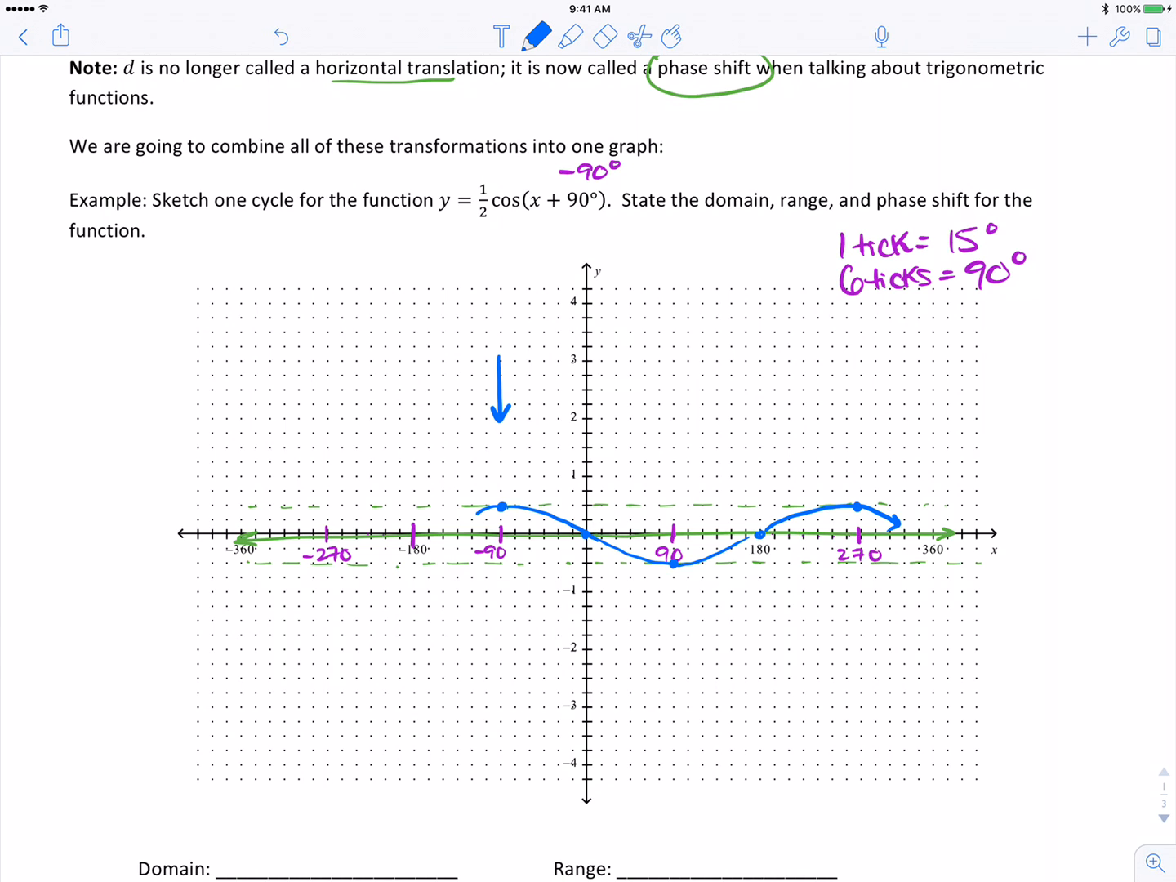I will go through and I'll plot the other points, maximum, middle, minimum, and back to the middle at 360, and I don't quite have a full cycle on this one, but that's okay. And remember, we rewrite the equation 1/2 cos x plus 90. And you're done. C'est fini. It's beautiful.